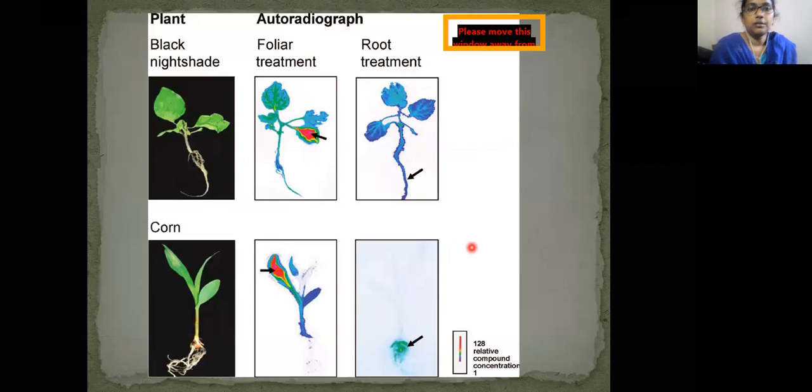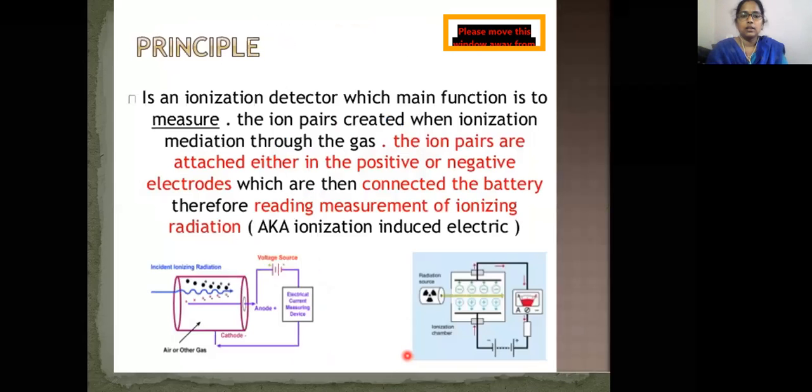Okay, so if you see, these are the images of autoradiography. Okay, so this is the plant and these are the autoradiographs. Here in the case of root treatment, you can see the radiations, and in the case of foliar treatment, here we can find the radiations. Okay, so in the case of corn, here we have the radioisotope. And here, during root treatment, only in the roots can you see the presence of isotopes. Okay, this is how we will locate the isotopes.